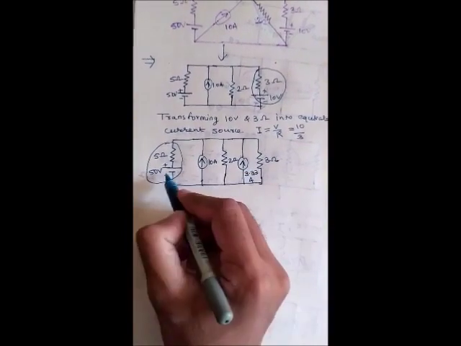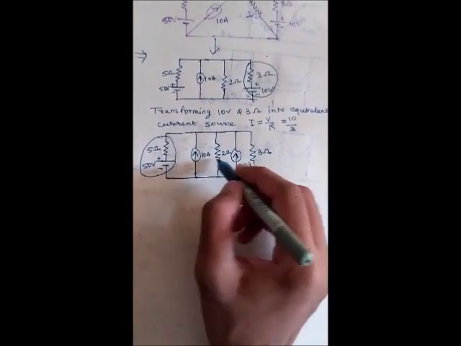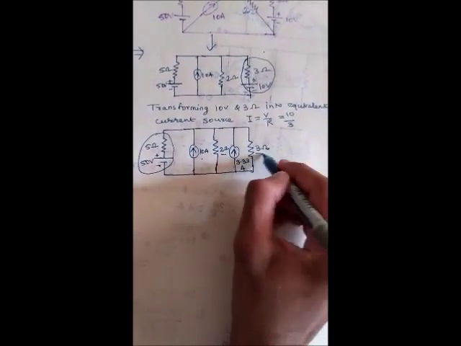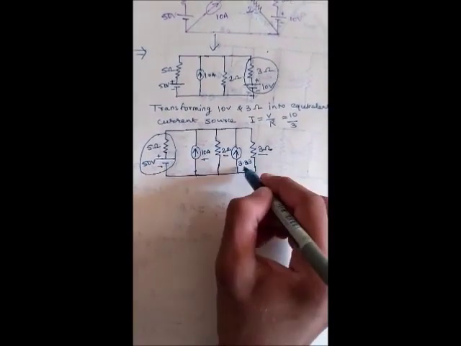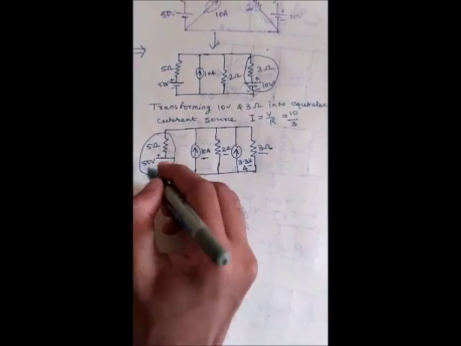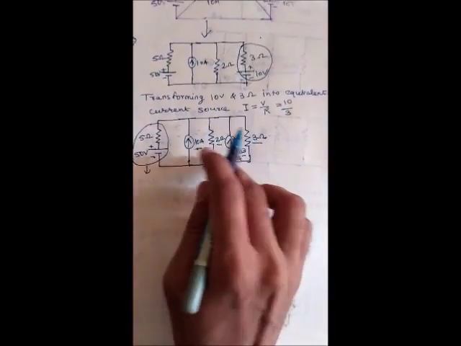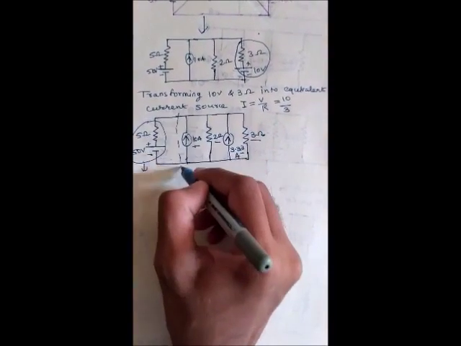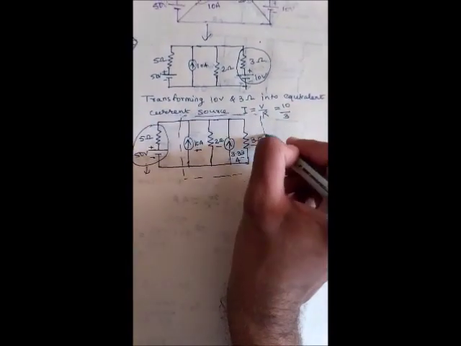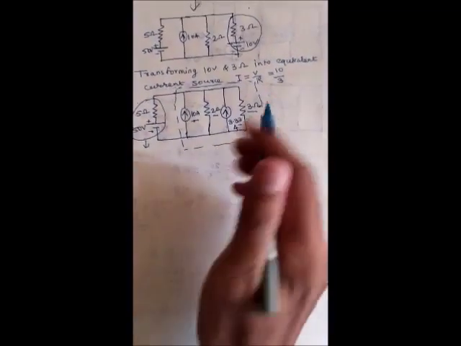Or keep this voltage source as it is and solve the parallel combination of this and add this. Why, I will tell you. Okay, don't transform this voltage source, keep it as it is. We will solve this dotted part down. How and why, I will tell you.